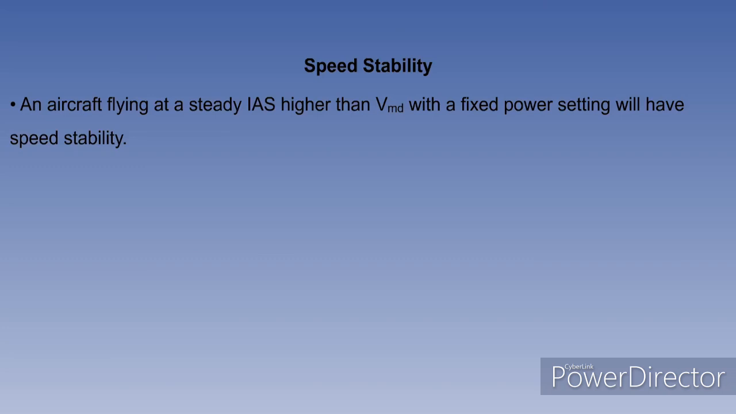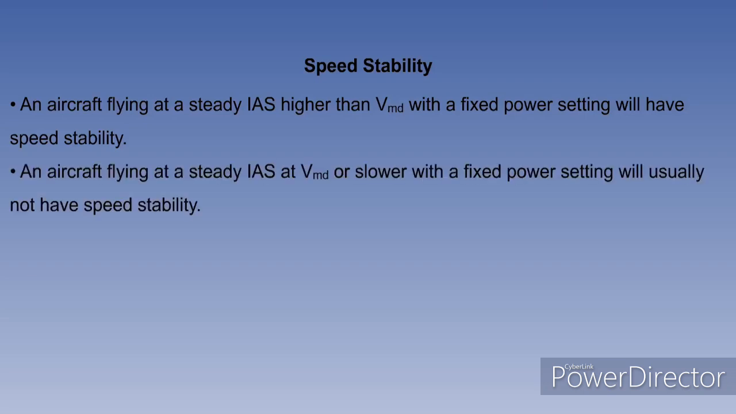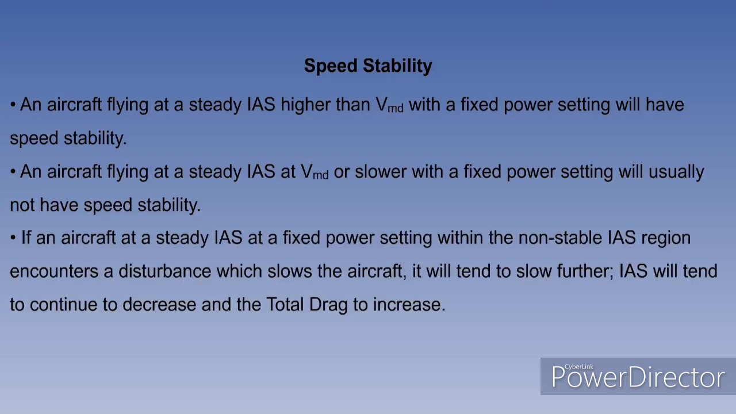An aircraft flying at a steady IAS higher than VMD with a fixed power setting will have speed stability. An aircraft flying at a steady IAS at VMD or slower with a fixed power setting will usually not have speed stability. If an aircraft at a steady IAS at a fixed power setting within the non-stable IAS region encounters a disturbance which slows the aircraft, it will tend to slow further. IAS will tend to continue to decrease and the total drag to increase.